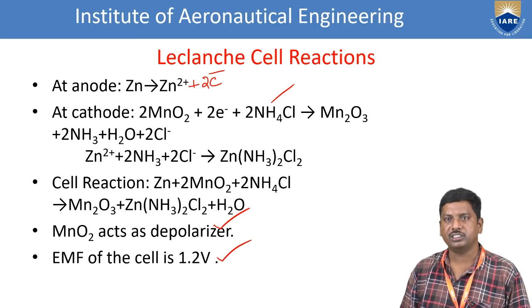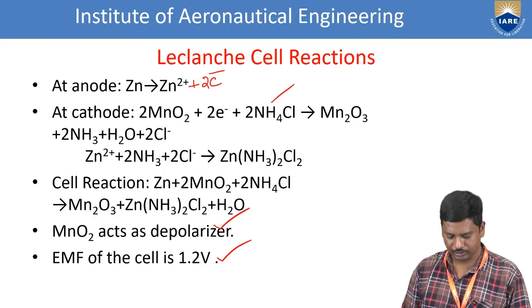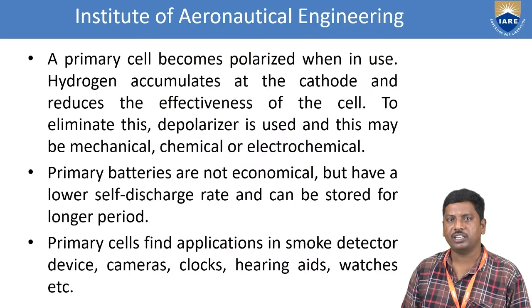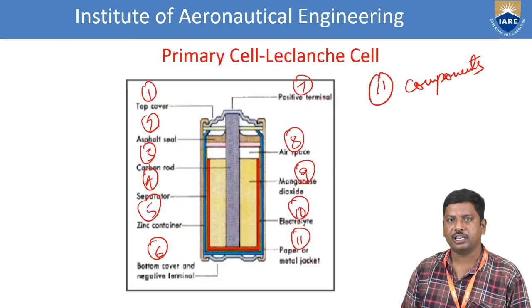So this is the first example of primary cells. That means mainly we discuss the primary cells involved in batteries, in which the cell reaction is not reversible. That means chemical energy converts into electrical energy. So how many components are in the Leclanche cell?